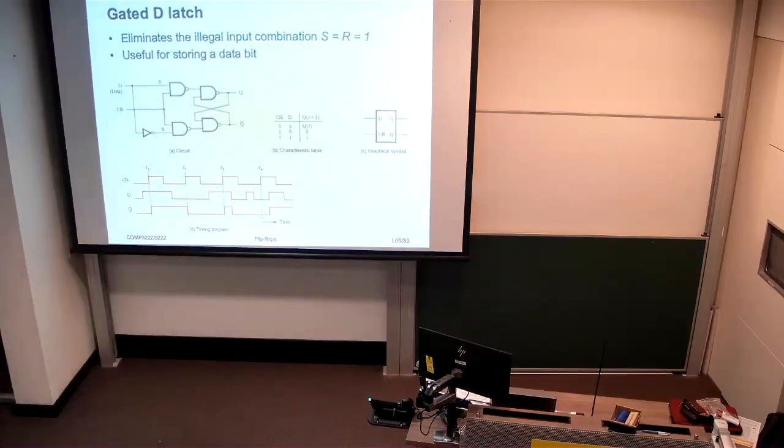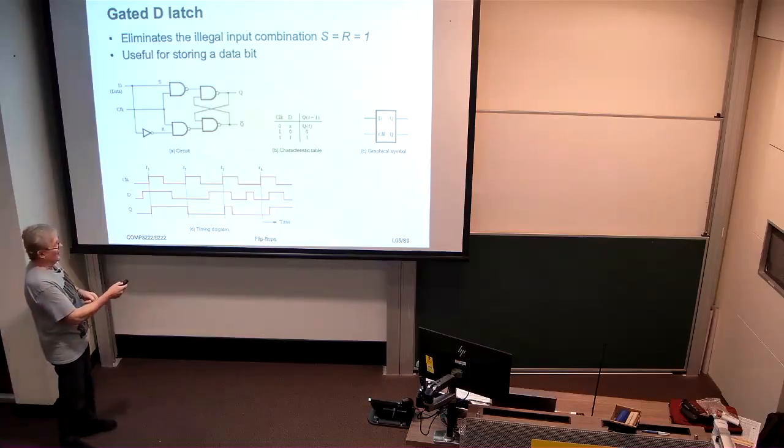So to eliminate this illegal situation where both S and R are 1, we introduce what's known as a D-type gated latch. So that's this guy, the gated D latch. The change is that S and R are now hardwired to each other. They have an inverter between them. So now it's not possible for both S and R to be 1. Therefore, we eliminate that case from our characteristic table.